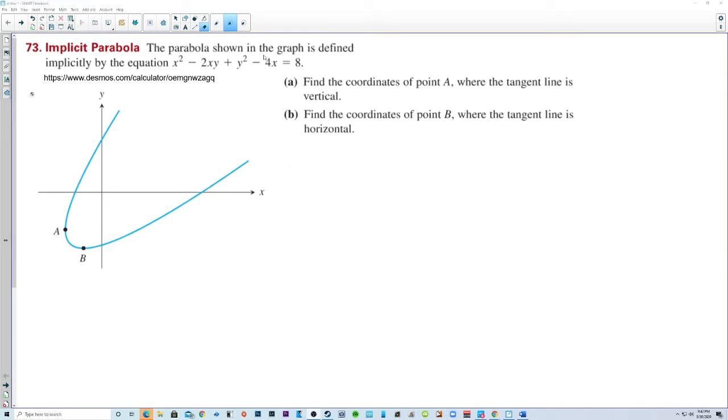The parabola shown in the graph is defined implicitly by this equation. Find the coordinates of point A where the tangent line is vertical. So in letter A, let's take the derivative.